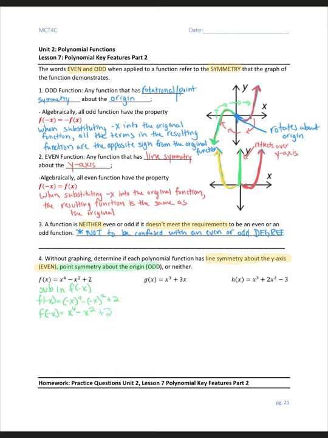So if you look at what the result was with f of negative x and f of x, hopefully you see that these are the same. So we can say f of negative x is equal to f of x. And if we look back up in our notes, that is true of an even function. So therefore, we have an even function because it has line symmetry.